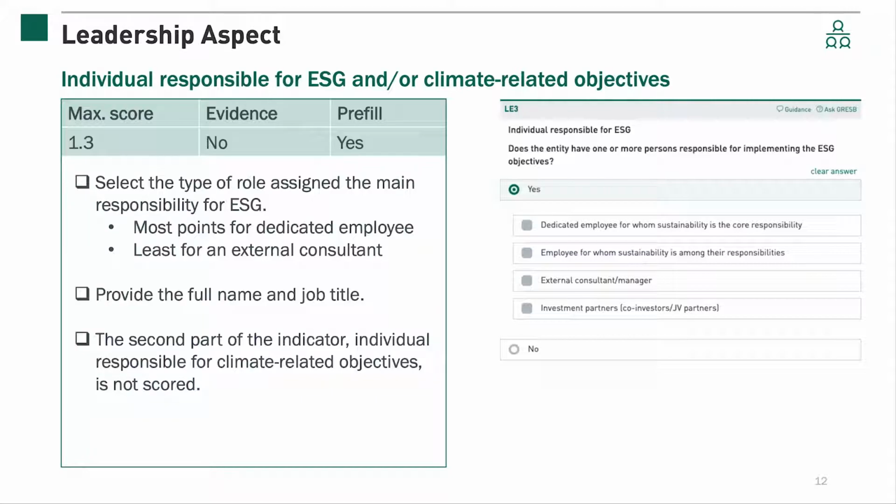Provide the full name and job title of the individual responsible for ESG. This indicator is subject to automatic validation via a check that the name and job title are completed. It does not require evidence. The second part of the indicator, individual responsible for climate-related objectives, is not scored.